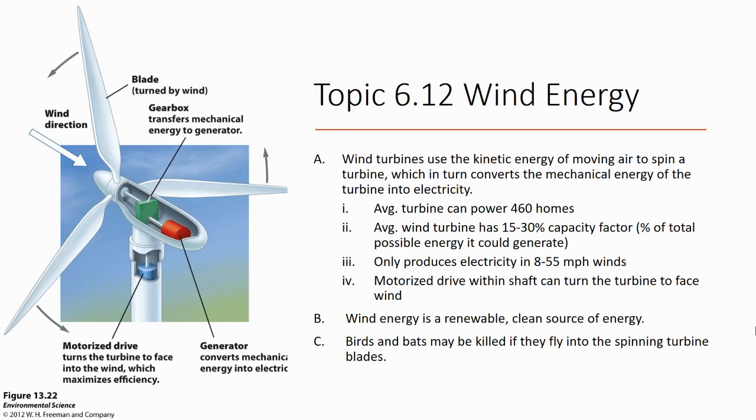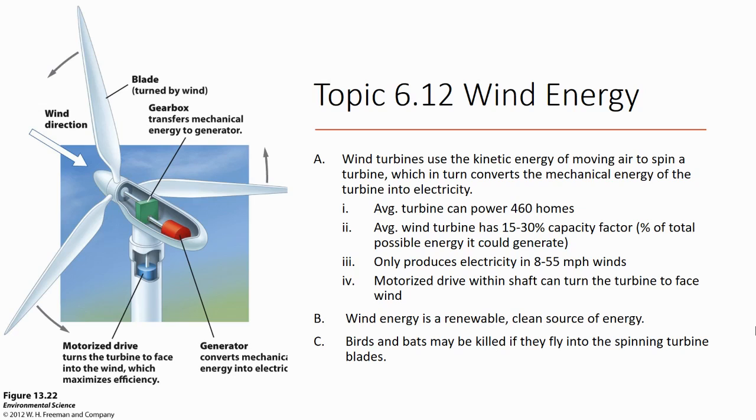Now, guys, moving on to our very last topic of this video, and that's 6.12, that is wind energy. Now, when we talk about wind energy, oftentimes we're talking about the kinetic energy or movement of wind turbines that are being moved because of air. We know that the kinetic energy that forms due to the moving spin of that turbine converts that mechanical energy into eventually electricity. Now, an average turbine can power around 460 homes, has about 15 to 30% capacity. So that's its percentage of total possible energy it may generate.